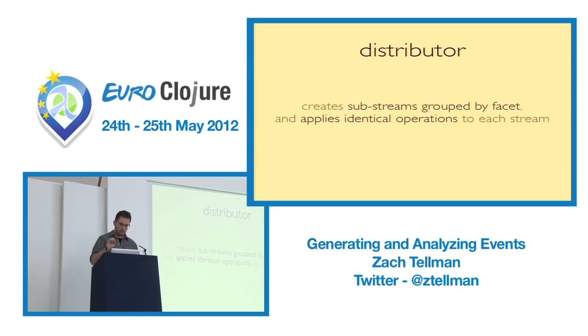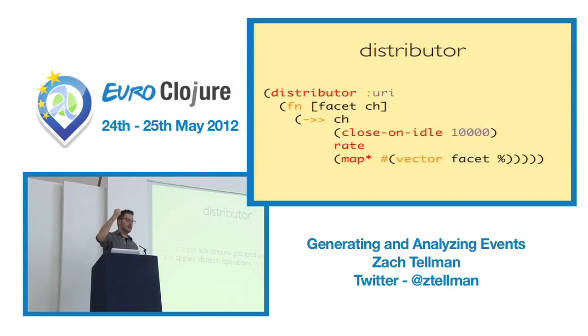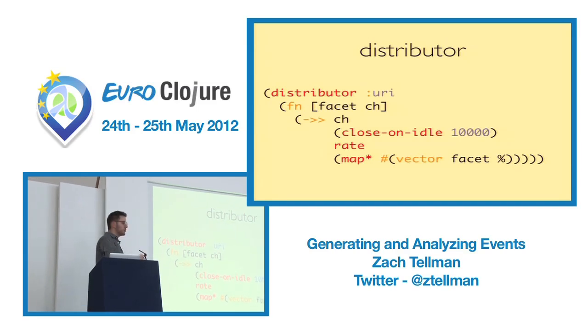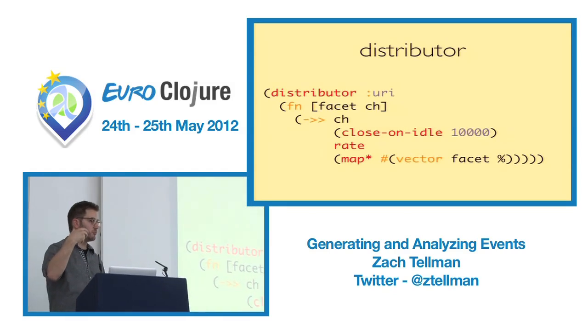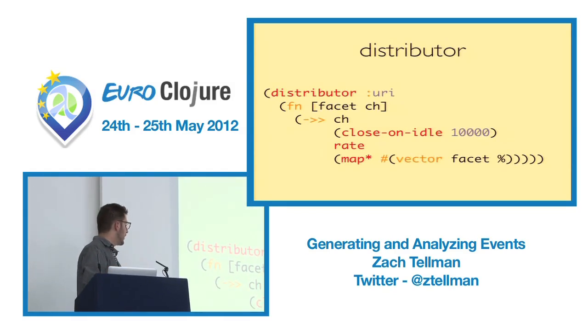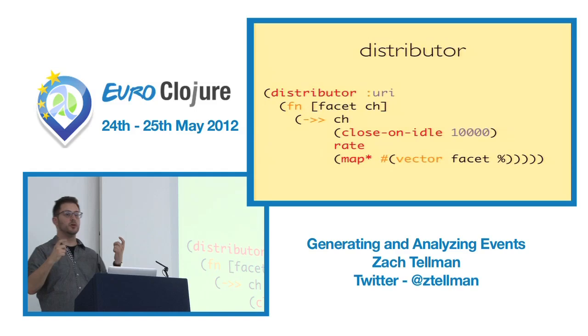And so distributor is something that takes a stream of data, looks at a facet of that data, and splits them off by facet into a bunch of parallel channels, which all have the same identical operation applied to them. So consider the ring handler, right? We're getting a stream of these requests coming in. And every time that we see a new URI, a function is called. It says, here's a new channel. Please do something to it. In this case, we are calculating the rate, and we're putting it together as a tuple of the URI and the rate. And you'll notice close on idle.